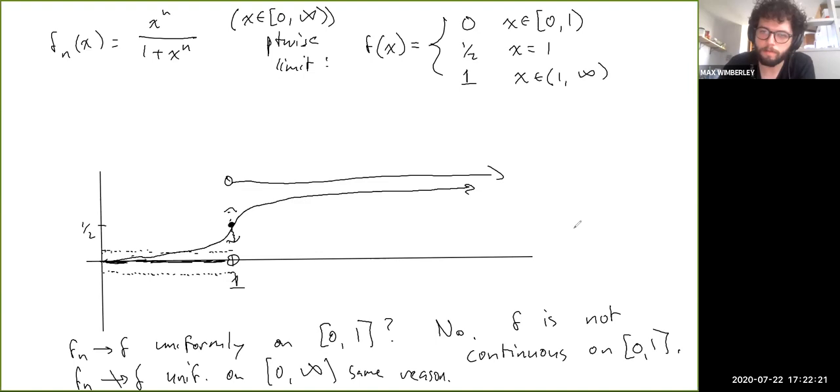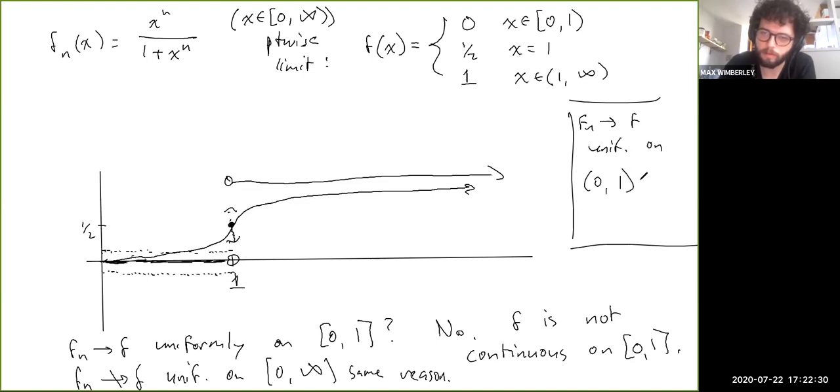What about this: does fn converge to f uniformly on the open interval (0, 1)?